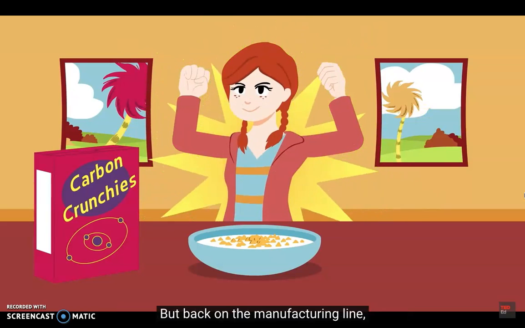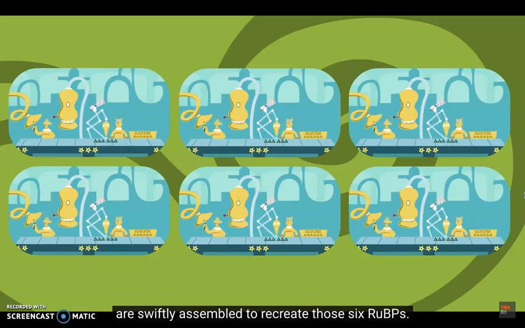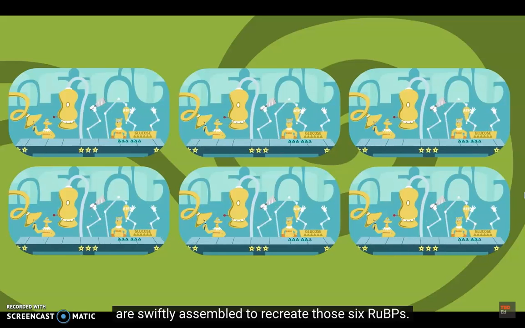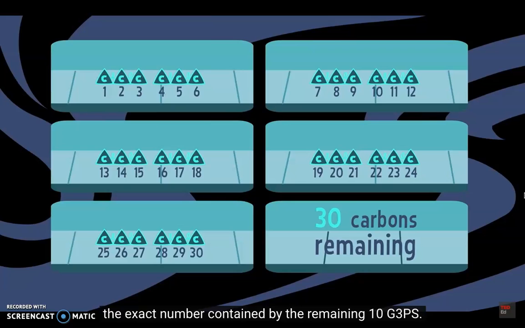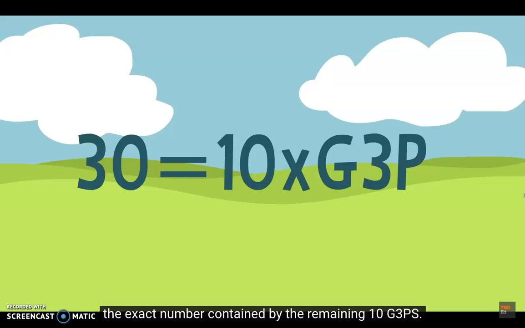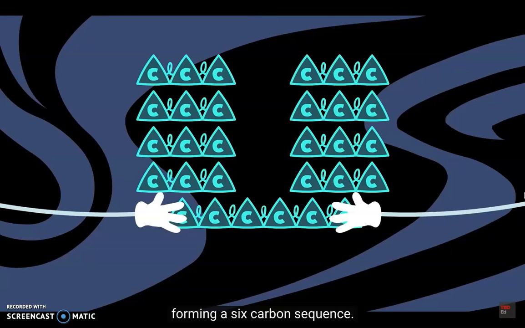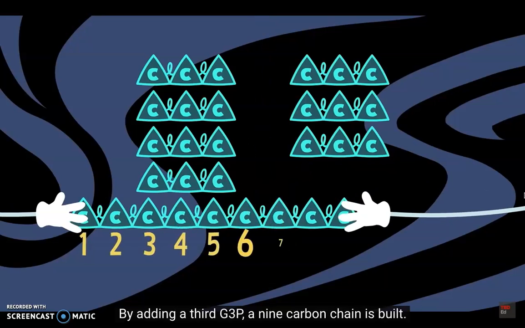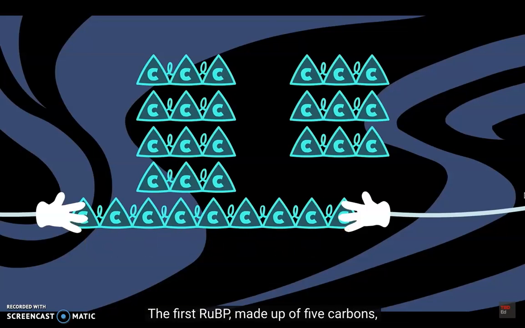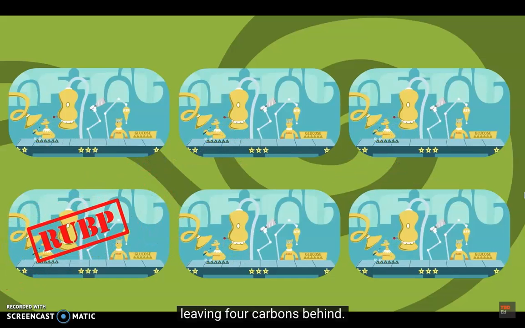But back on the manufacturing line, the byproducts of this sugar production are swiftly assembled to recreate those 6 RUBPs. That requires 30 carbons, the exact number contained by the remaining 10 G3Ps. Now, a molecular mix and match occurs. 2 of the G3Ps are welded together, forming a 6-carbon sequence. Adding a third G3P, a 9-carbon chain is built. The first RUBP, made up of 5 carbons, is cast from this, leaving 4 carbons behind.